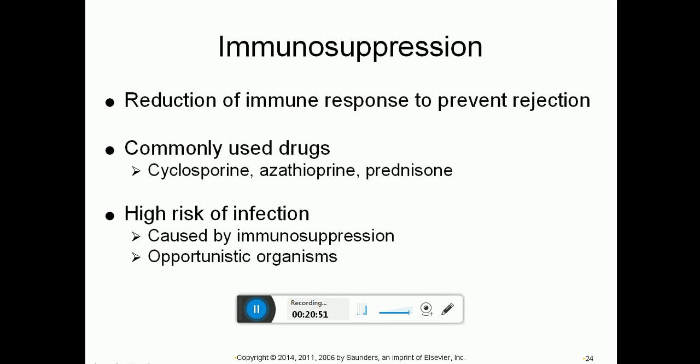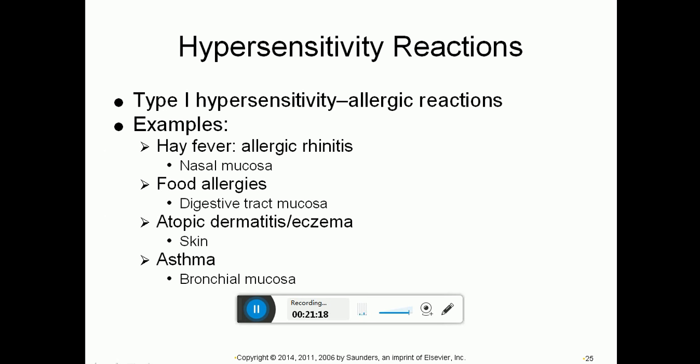So what do we do before surgery? We try to immunosuppress these patients to prevent the rejection. The drugs that we can give are either cortisone, so prednisone, cyclosporin, or azathioprine. These are examples of immunosuppressant drugs. But on the other hand, you've immunosuppressed these patients, so they have a high risk of infections, especially opportunistic organisms.